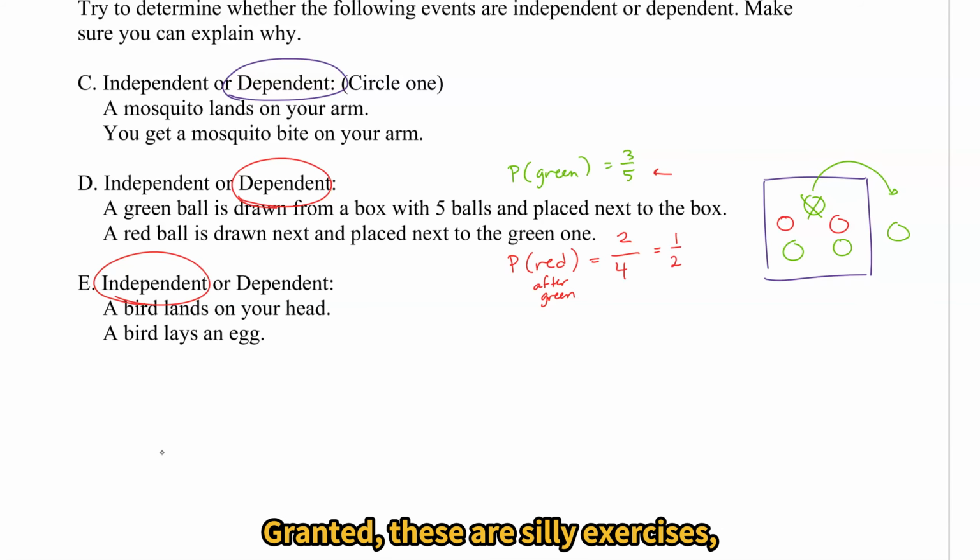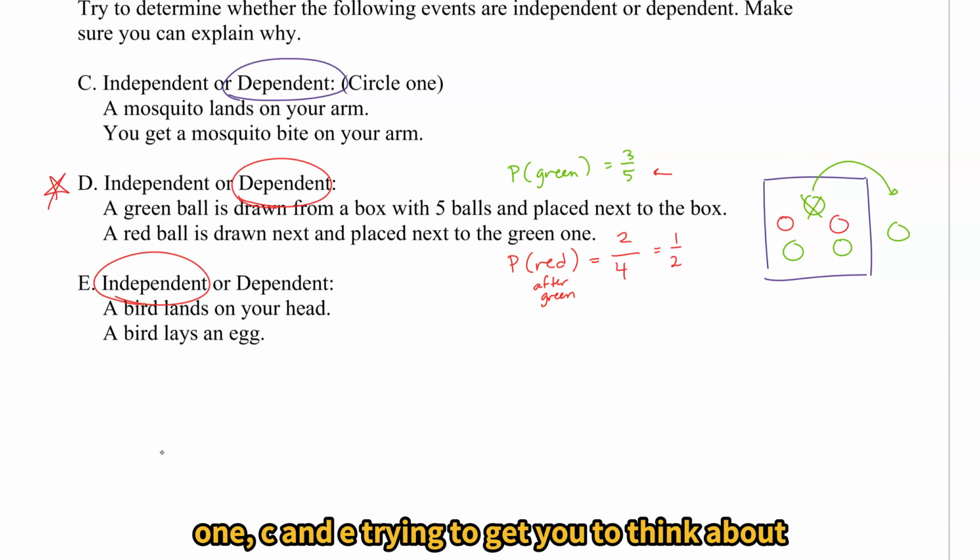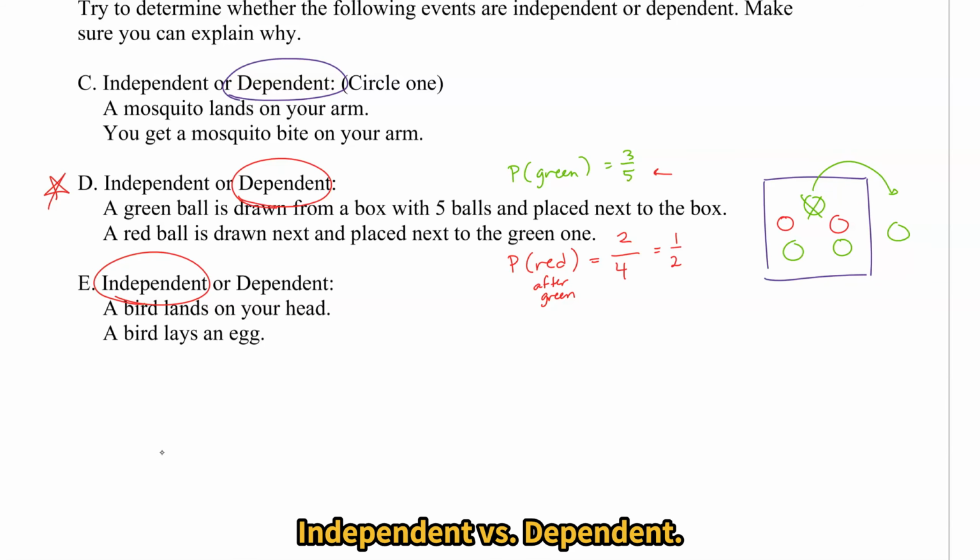Now, granted, these are silly exercises, but with the exception of D, which is actually a pretty good one, C and E are trying to get you to think about independent versus dependent. Think about the first event. Does it change the probability of the second event occurring? If it does change that probability, these events are dependent. If it does not change the probability, the events are independent.